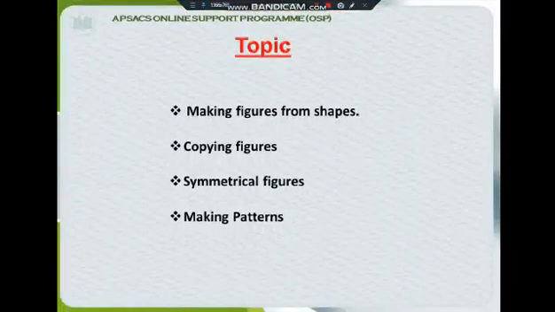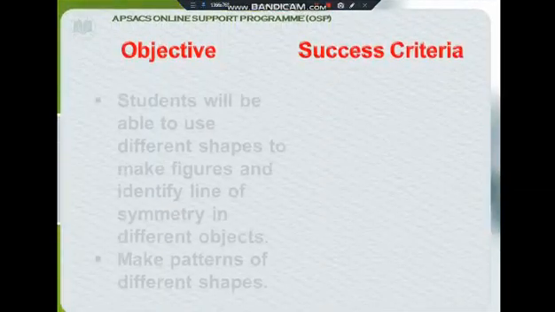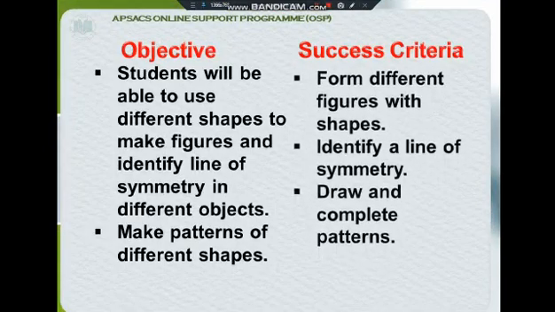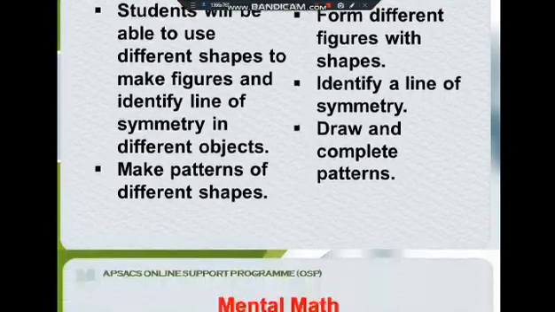These are the topics we are going to cover, and our objective is that you will be able to use different shapes to make figures and identify a line of symmetry in different objects. You will make patterns of different shapes. Success criteria: form different figures with shapes, identify a line of symmetry, and you will be able to draw and complete patterns at the end of this lesson.